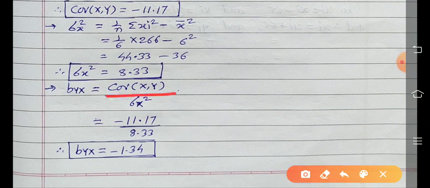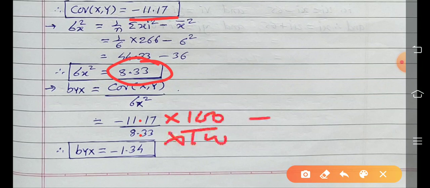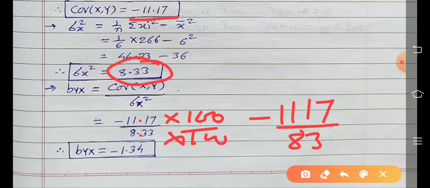Then we find out the byx. Byx is equal to what? Covariance between xy upon sigma x square. Substitute the values. Covariance here is minus 11.17 and sigma x square value is 8.33. Now in both the answers, at numerator and denominator, after the decimal point two digits are there, so multiply both by 100. So what are we getting? Minus 1117 divided by 833. So keep the minus sign as it is and divide the numbers. So we are getting the answer byx, the regression coefficient, that is minus 1.34.